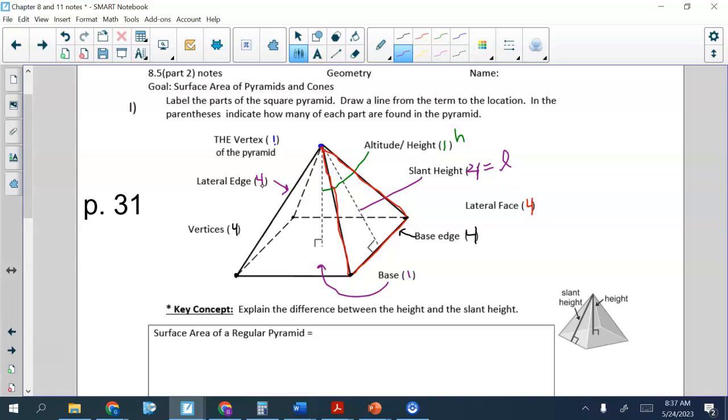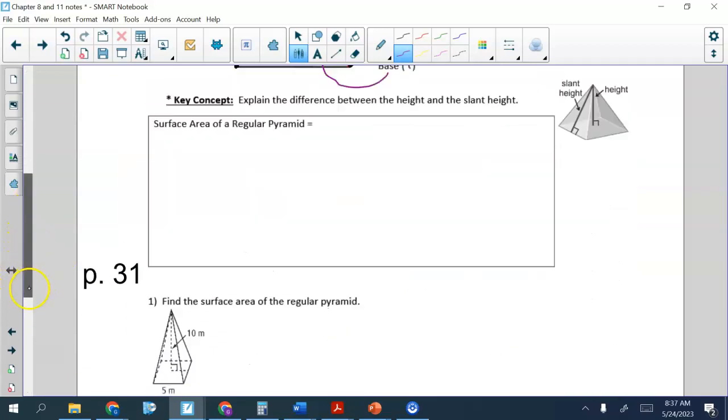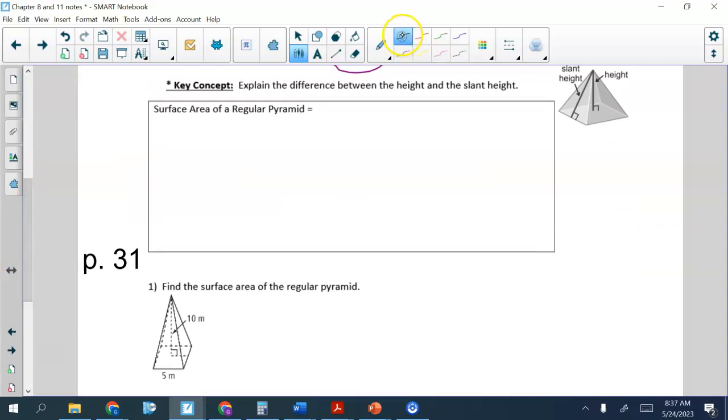All right, so let's go ahead and look at the equation for surface area. Again, you don't have to use an equation. You could just find the area of all these triangles on the side and then add the area of the base. Or you can use the formula. All right, so surface area of a regular pyramid, surface area equals 1/2 times the perimeter times that slant height plus the area of the base.